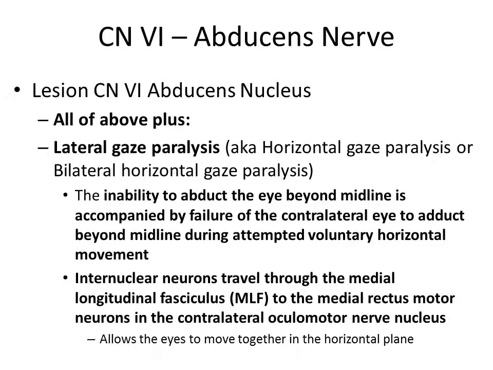So when I damage the cranial nerve 6 abducens nucleus, I'm actually damaging both the neurons from the abducens nerve and these second group of neurons that are giving instructions to cranial nerve 3. These are called internuclear neurons because they're running between two nuclei, between the nucleus of the abducens nerve and the nucleus of the oculomotor nerve. They're traveling in a tract called the medial longitudinal fasciculus, or MLF.